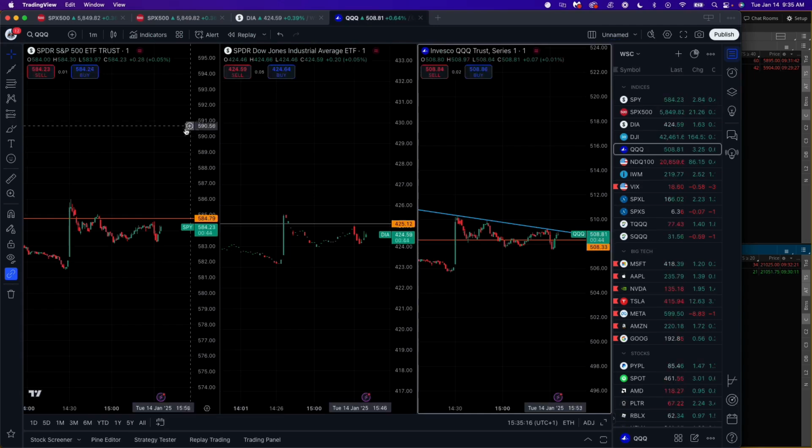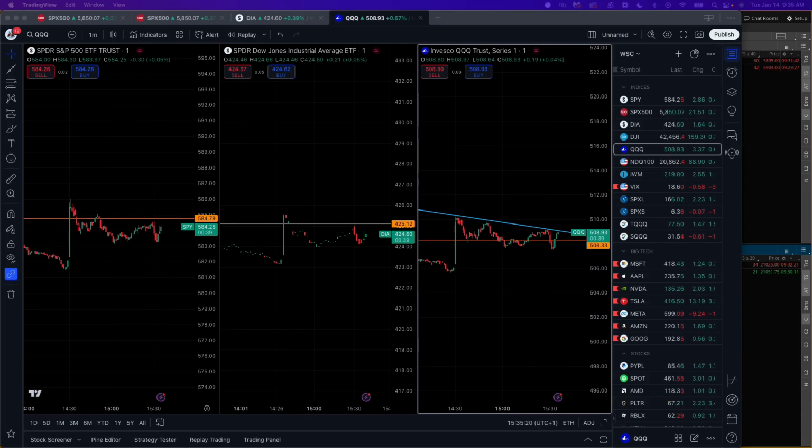All right, so this is what we got. QQQ back here at resistance. And now let's definitely check net flow. So first thing I'm going to do is market net flow on the daily time frame. I know it's only been 5 minutes here. Okay, first 5 minutes looking bullish.